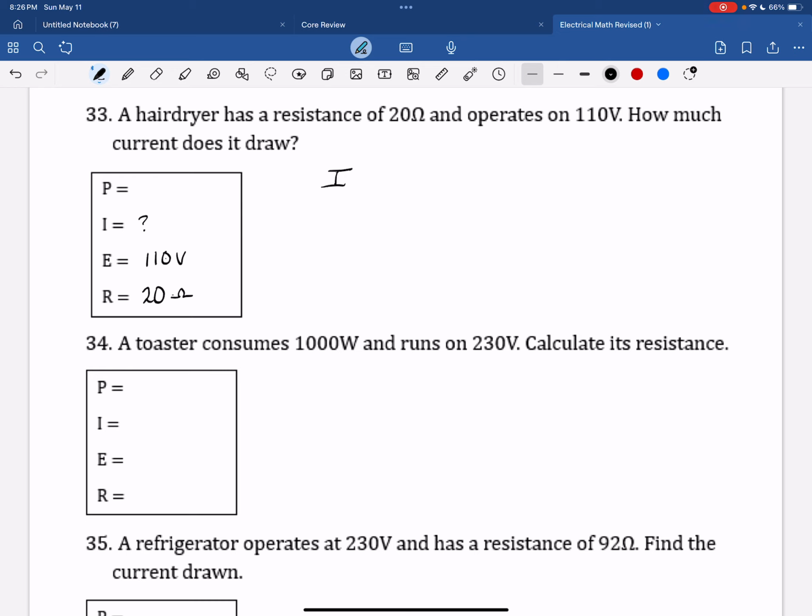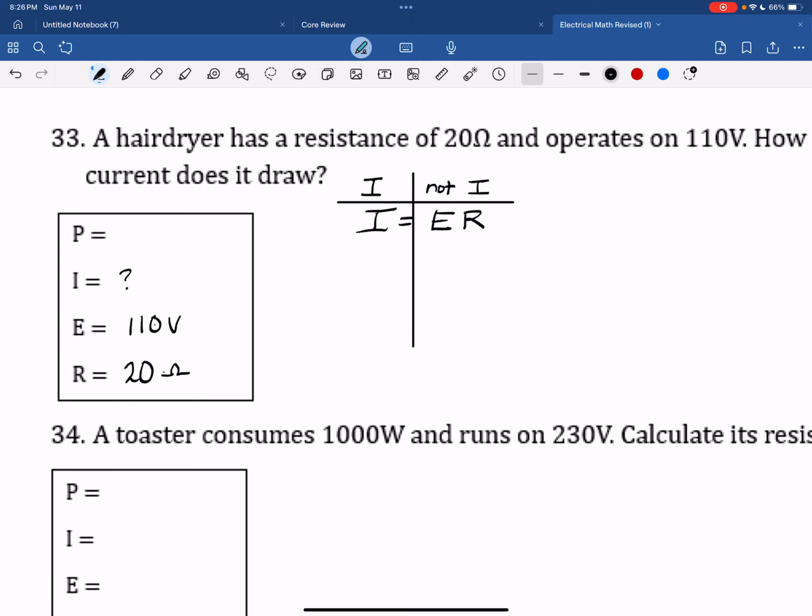The formula is I equals E over R. And since we are looking for I, anything that's not I will be on this side. So we're ready to go. We have what we need here. I is going to equal 110 divided by 20. So I equals 2 zeros, and then 2 times 11 is 22. So 2200 volts.